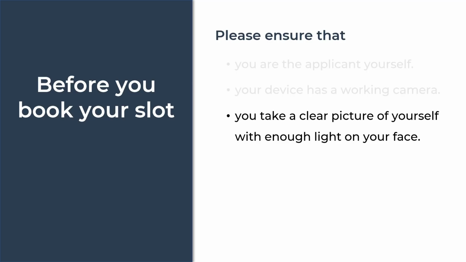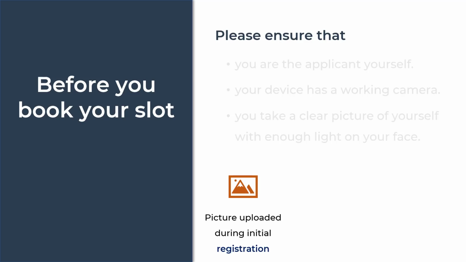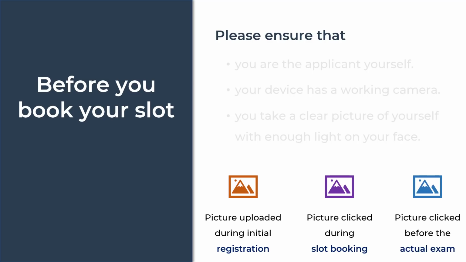Now, why are these three important information? That's simply because if you remember, you might have uploaded an image during the registration, and one image or picture will be clicked during the slot booking, and the third picture will be taken during the actual exam. And for the validation purpose, all these three images will be compared with themselves to validate that the same user has registered, booked the slot and is taking the actual exam.